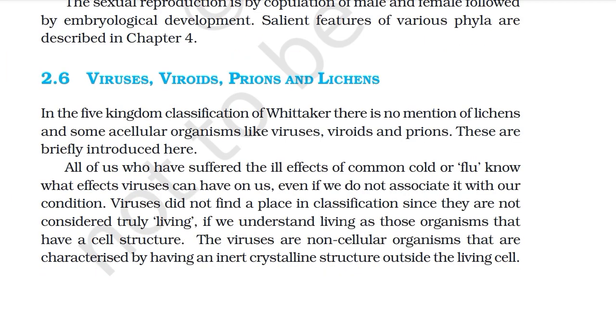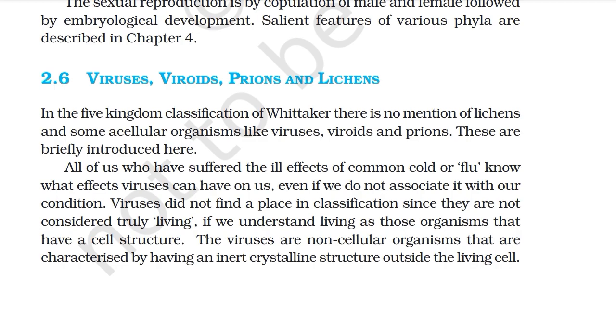Viruses, viroids, prions, and lichens. In the five kingdom classification of Whittaker, there is no mention of lichens and some acellular organisms like viruses, viroids, and prions. These are briefly introduced here. All of us who have suffered the ill effects of common cold or flu know what effects viruses can have on us, even if we do not associate it with our condition.